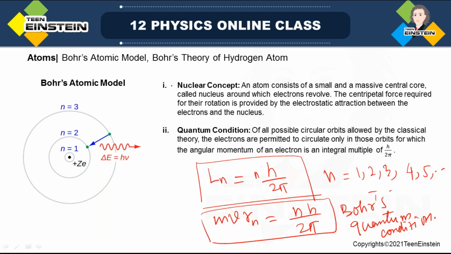Okay, so the first postulate was Rutherford's postulate, which gives the nuclear concept. And then the quantum condition we have learned: mvr_n = nh/2π. This is Bohr's quantum condition, which states the allowed orbits for electrons.